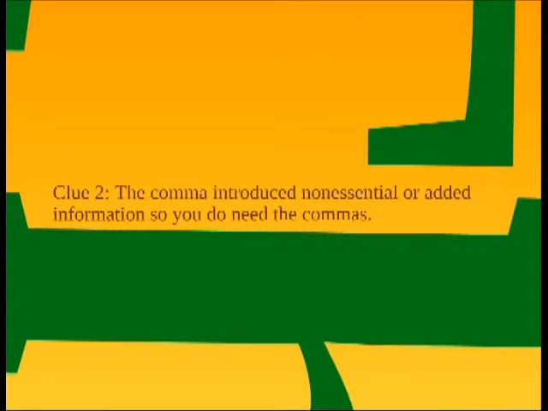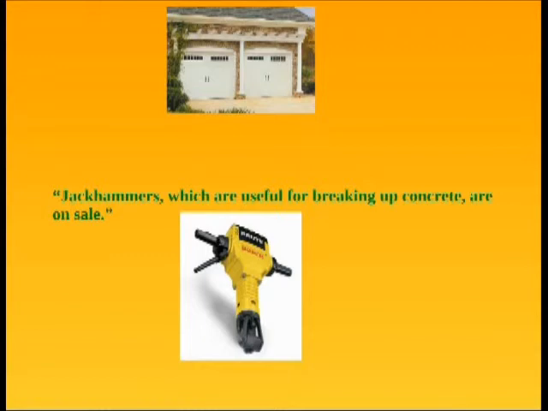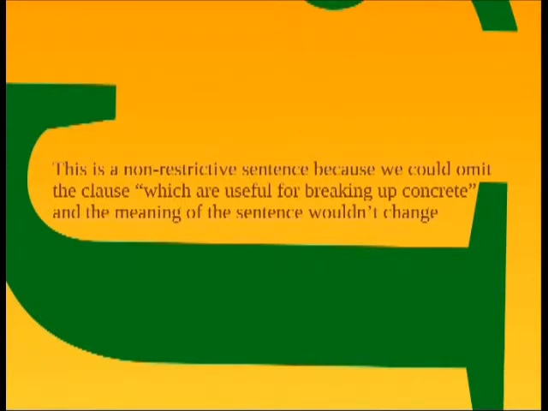Try the second example. Jackhammers, which are used for breaking up concrete, are on sale. This is a non-restrictive sentence because we could omit the clause "which are used for breaking up concrete" and the meaning of the sentence wouldn't change. Those are just additional information.